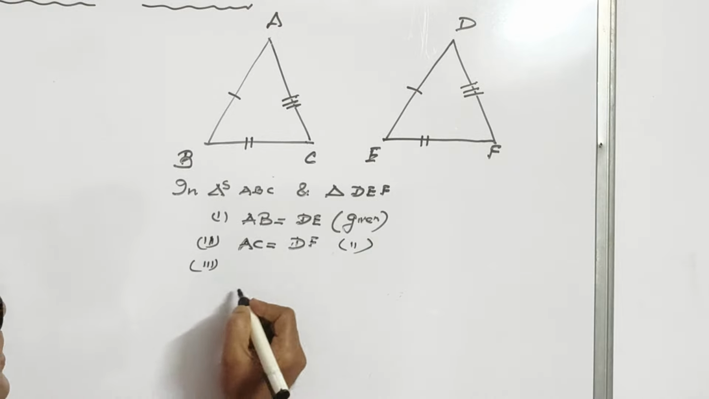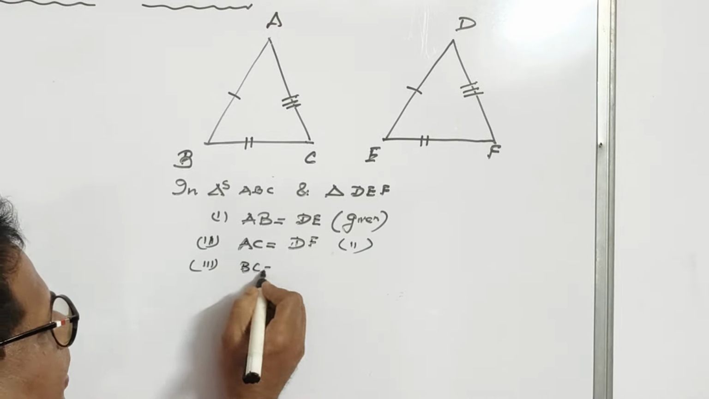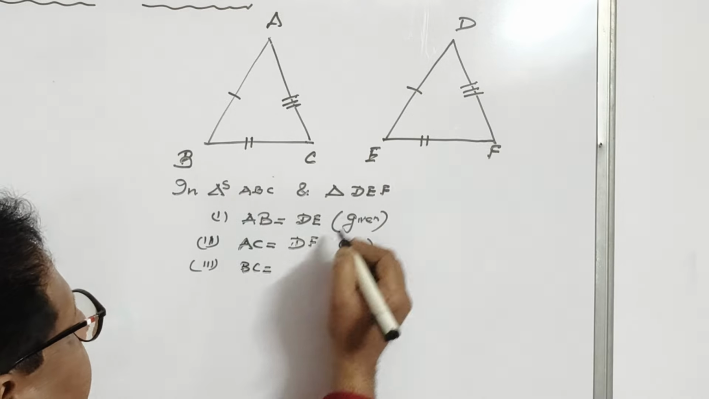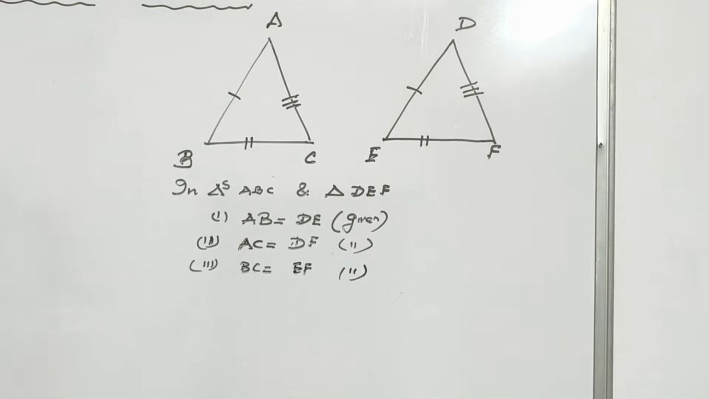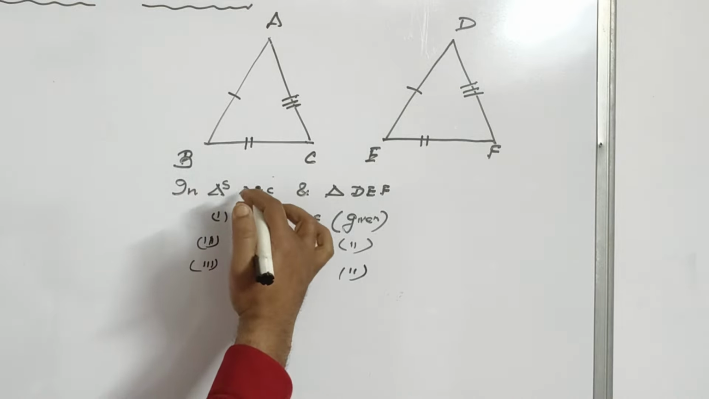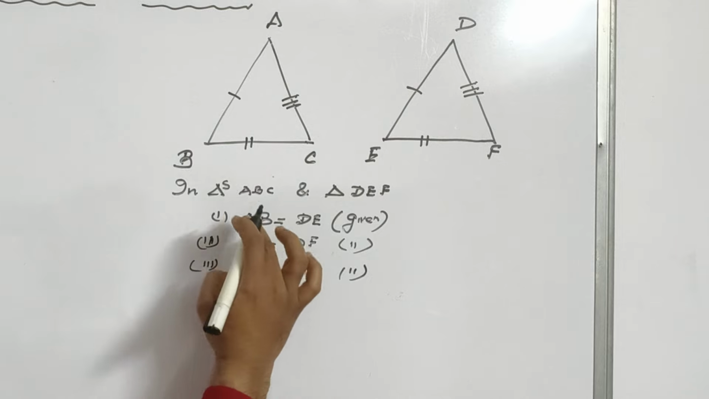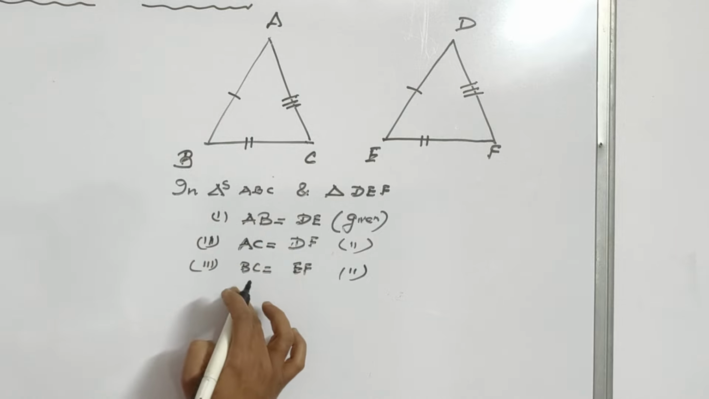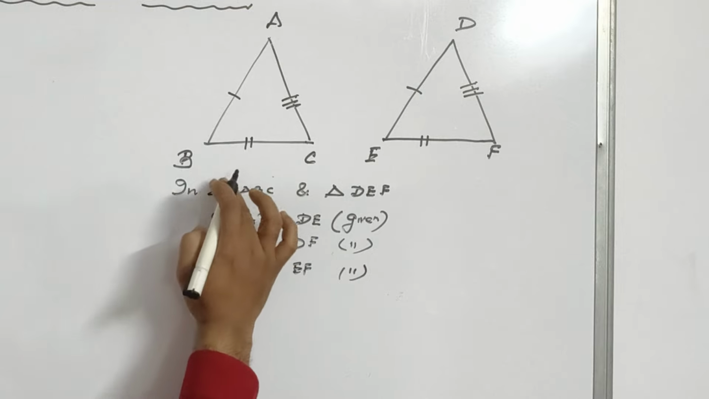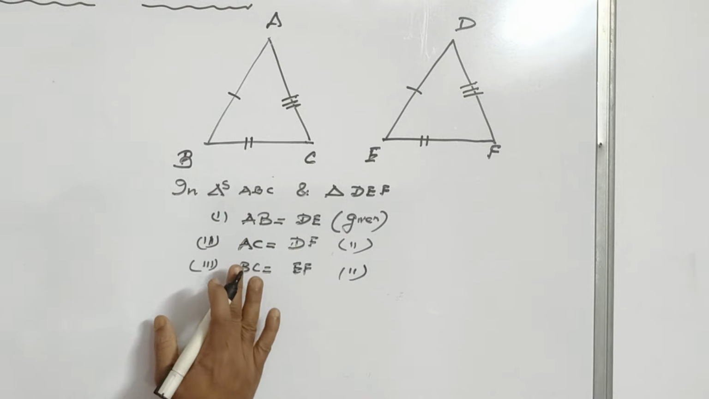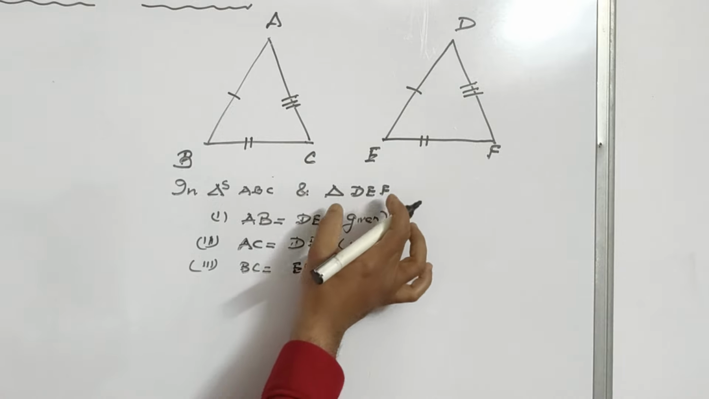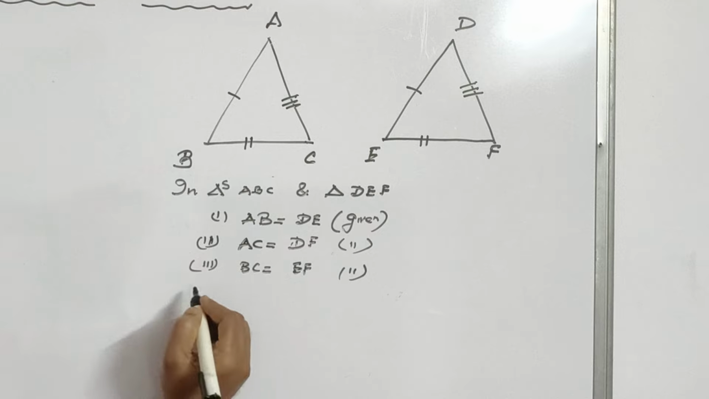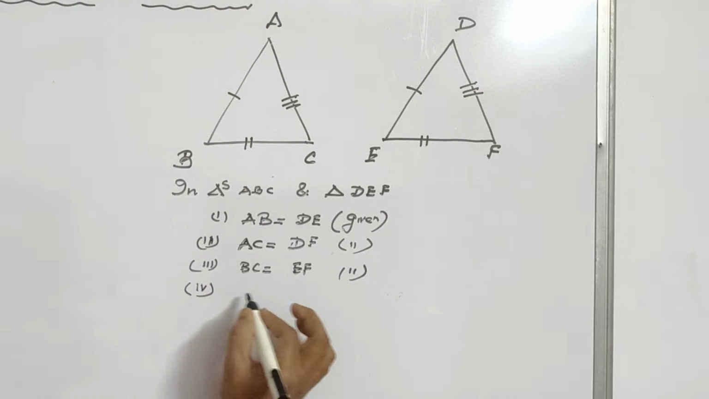Third, BC equals EF. This is also given. Please try to represent the sides in order. Suppose you are writing on the left hand side AB, AC, BC. They are representing the sides of triangle ABC. Equal to sides DE, DF, EF. These are the sides represented by this triangle. So now, fourth condition, you are going to write the congruency.